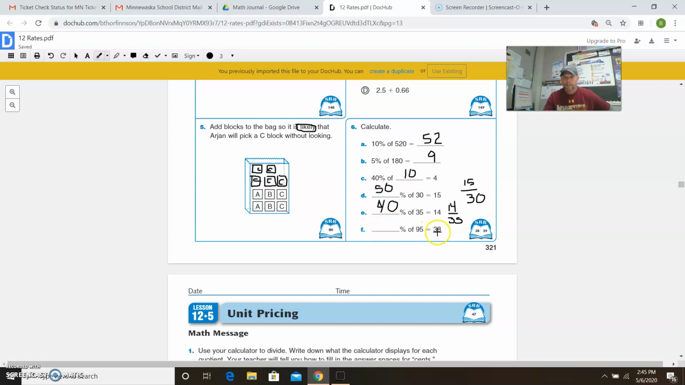Same down here, put your 38, and remember fractions are just a different way to write a division problem. So 38 divided by 95, and you get 40%.